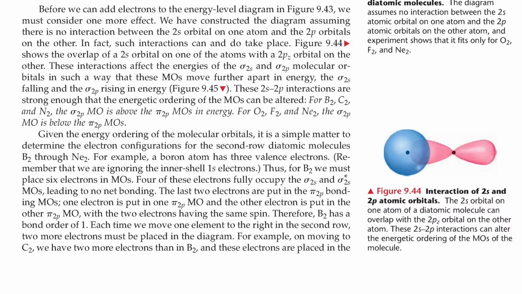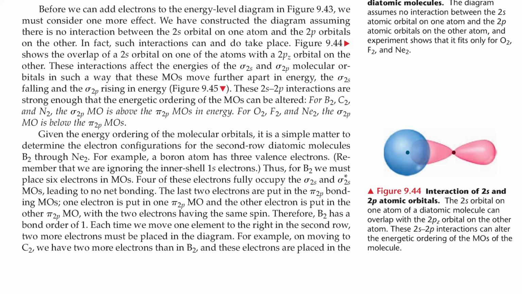These interactions affect the energies of the sigma 2s and sigma 2p molecular orbitals in such a way that these molecular orbitals move farther apart in energy, with the sigma 2s falling and the sigma 2p rising in energy. These 2s-2p interactions are strong enough that the energetic ordering of the molecular orbitals can be altered. For boron, carbon, and nitrogen, the sigma 2p molecular orbital is above the pi 2p molecular orbital in energy. For oxygen, fluorine, and neon, the sigma 2p molecular orbital is below the pi 2p molecular orbitals.